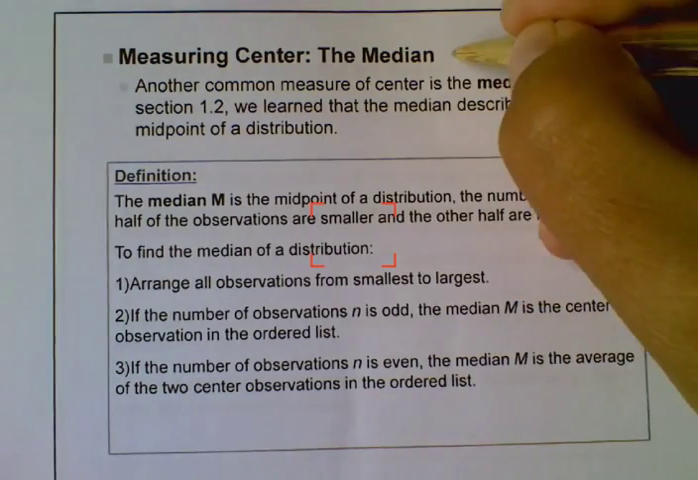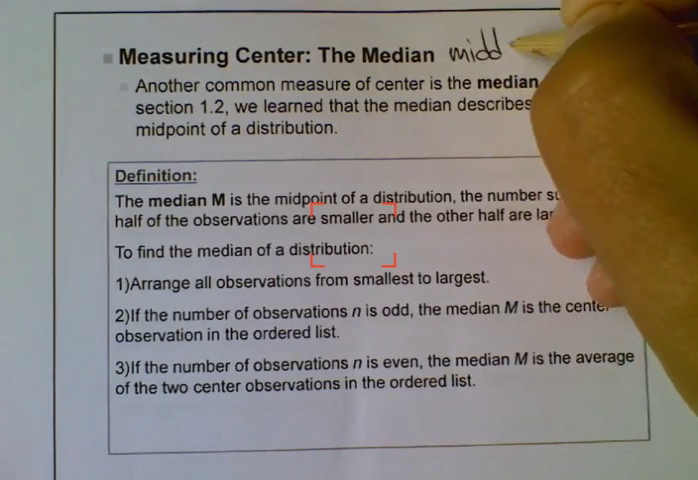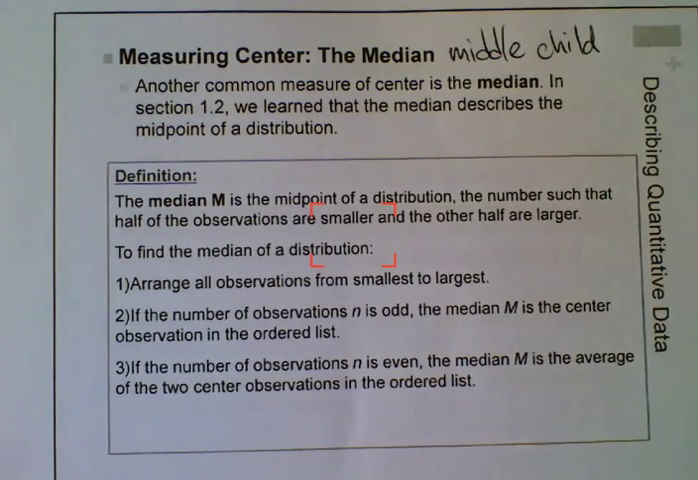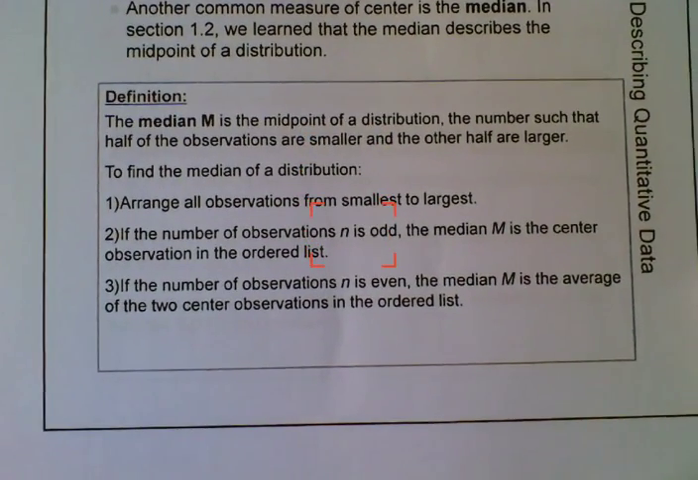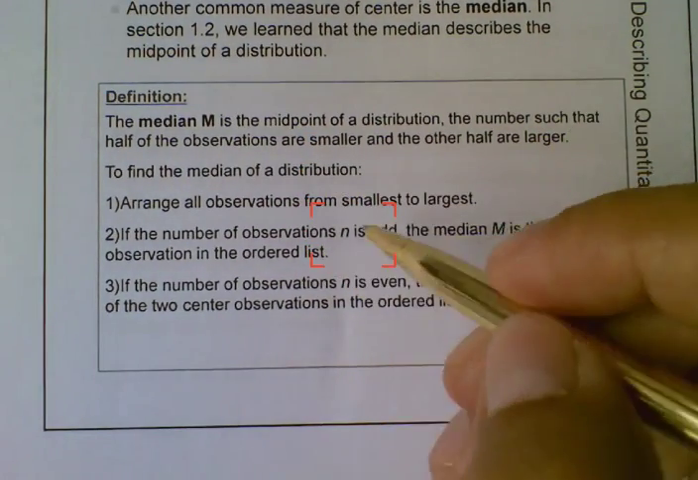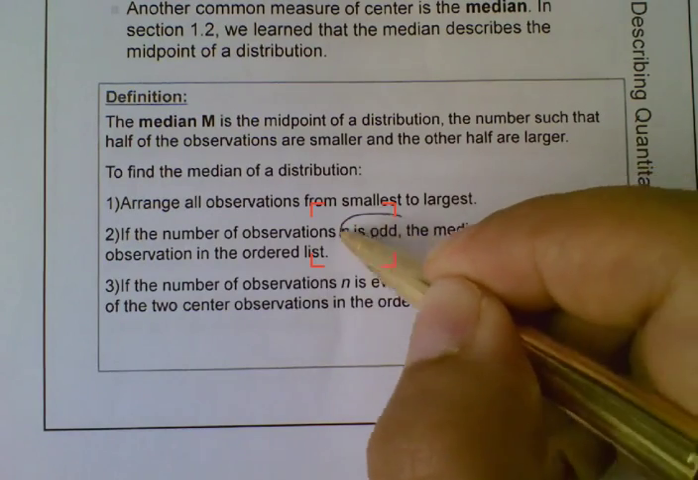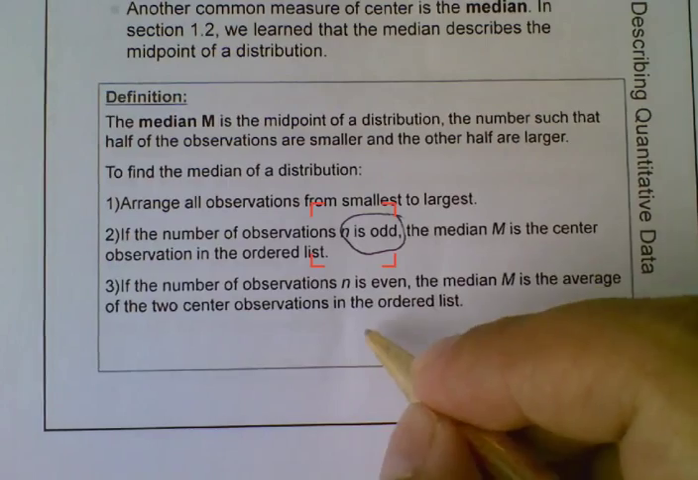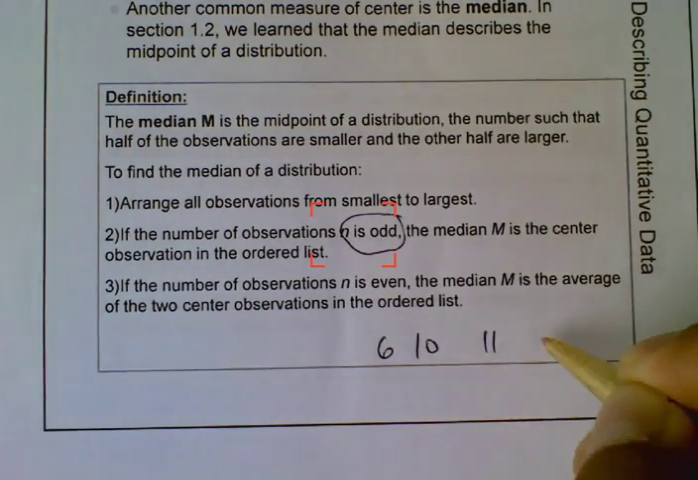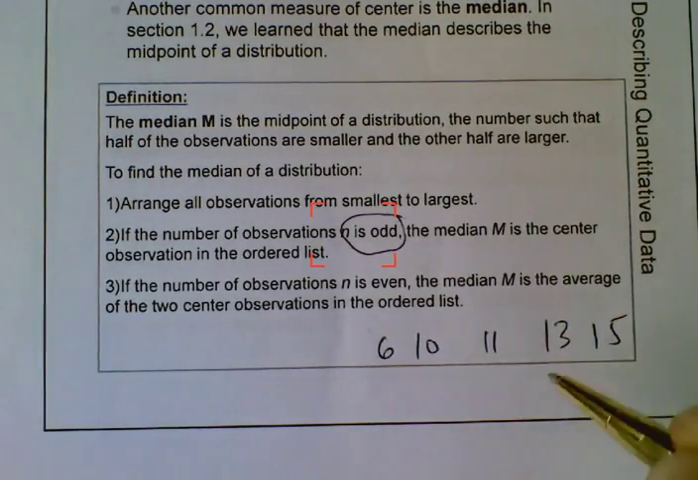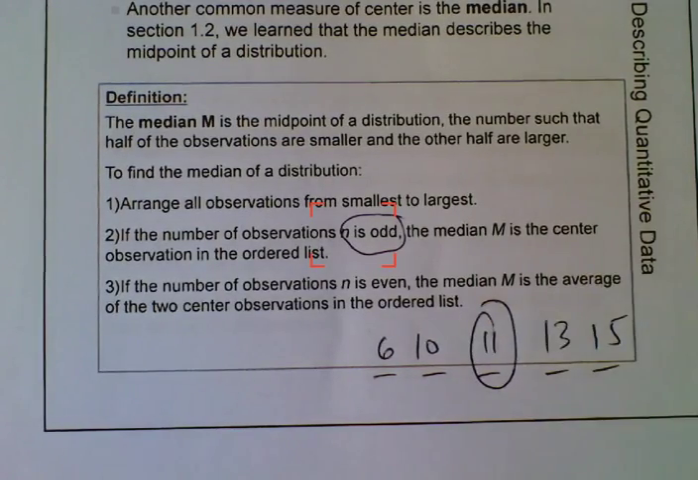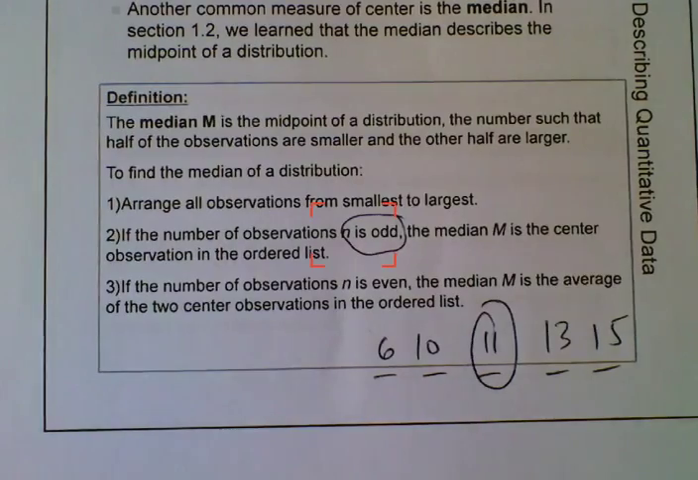Now the median, please remember the middle child. It's not about the number in the middle, but about the number in the middle when we have data that is in order. This came up last class. If I have an odd number of observations, like 6, 10, 11, 13, 15, so I have 5 observations, then the median is, once you order them, the number in the middle.